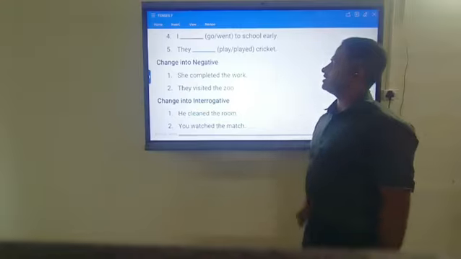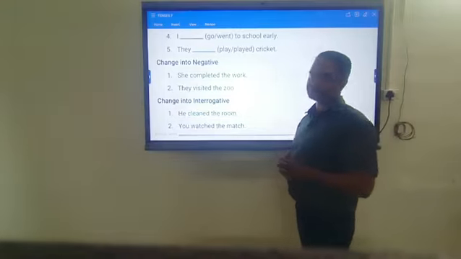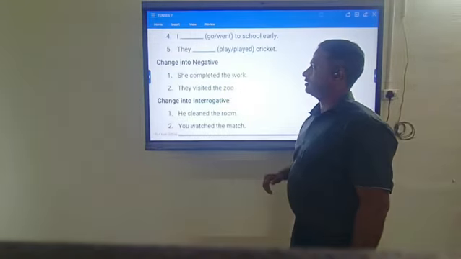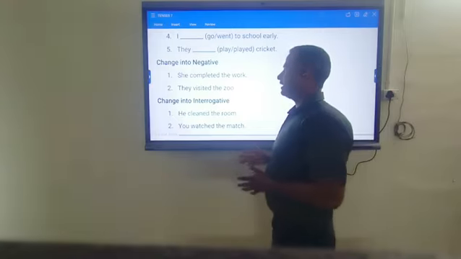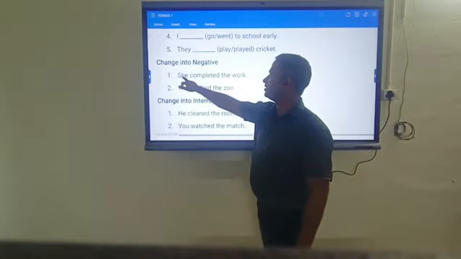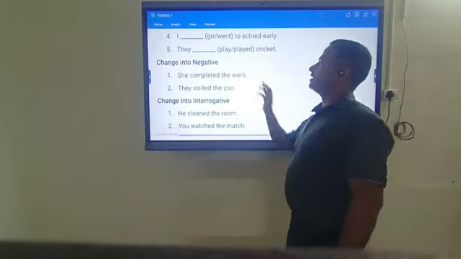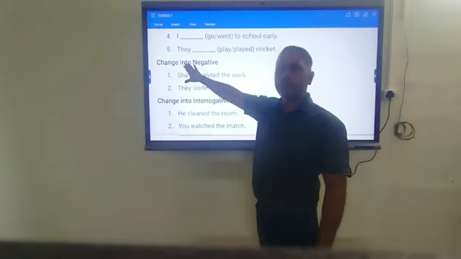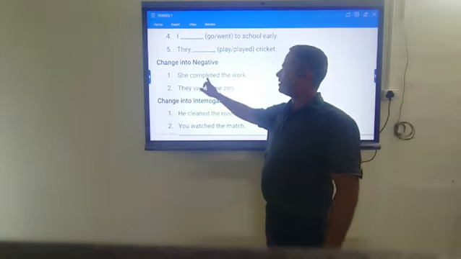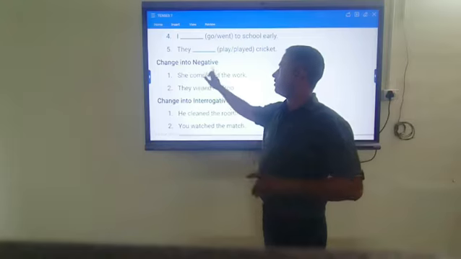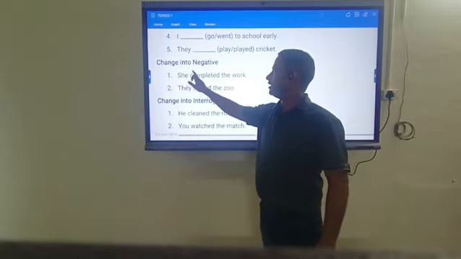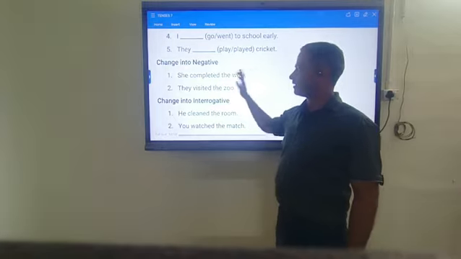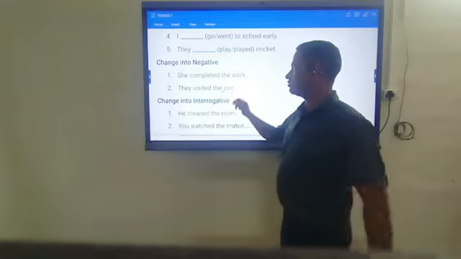Now the next point is change into negative. How to make a negative sentence in simple past? Like, she completed the work. As you know how to make a negative sentence, the first one is: she did not complete the work. While making negative, we use did in the negative and the simple form, the first form of the verb. Like she did not complete the work. The second one is your task, you have to make this.